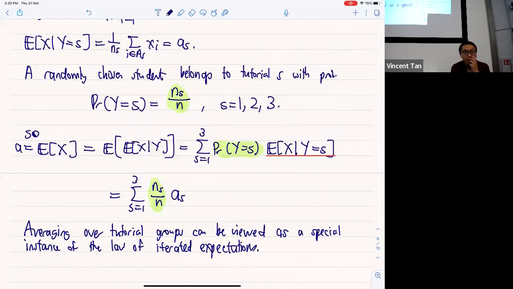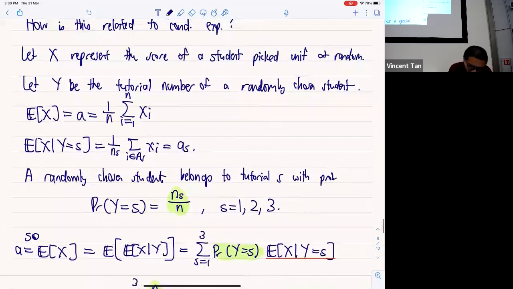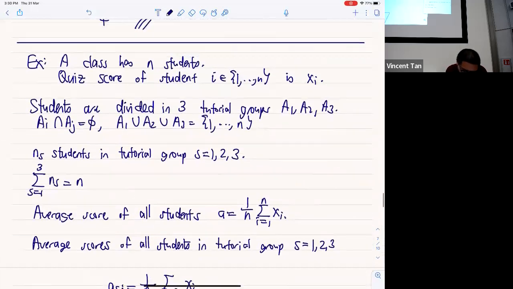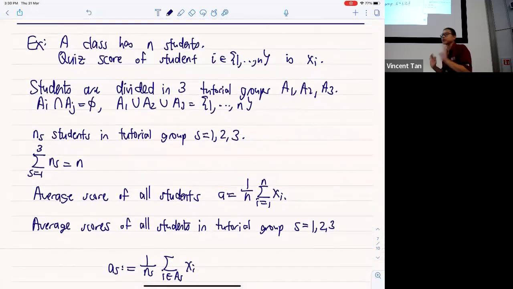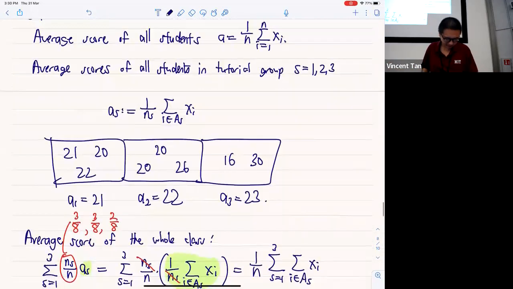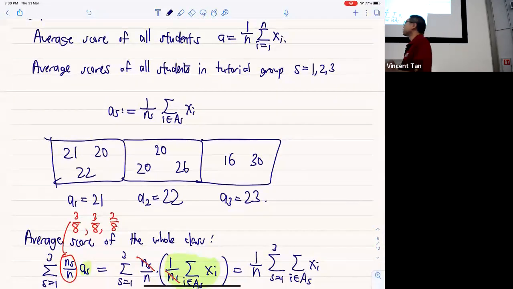Okay. Right. So let me go through this example one more time. We have a class of N students, just like us. We have, say, 8 students here, and they are split into 3 tutorial groups. The tutorial groups need not be of the same size. Actually, if not the same size, then it's interesting. And within each tutorial group, there are a few students, and you can see their quiz scores here.